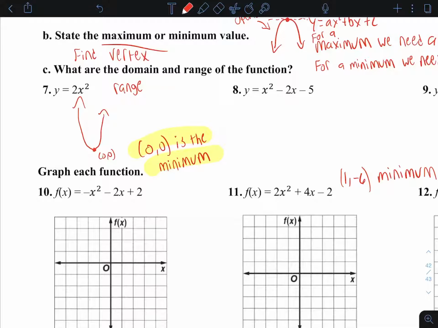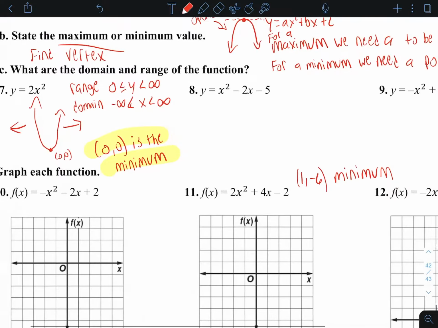So for the range, if we're never going to go lower than 0, then 0 is the smallest number we're going to be for y. And we're going to go upwards from there, but we're never going to pass infinity. For the domain, well, there is no boundary. It's going to be negative infinity, less than x, less than positive infinity. Because this graph is going to go forever to the left and forever to the right.